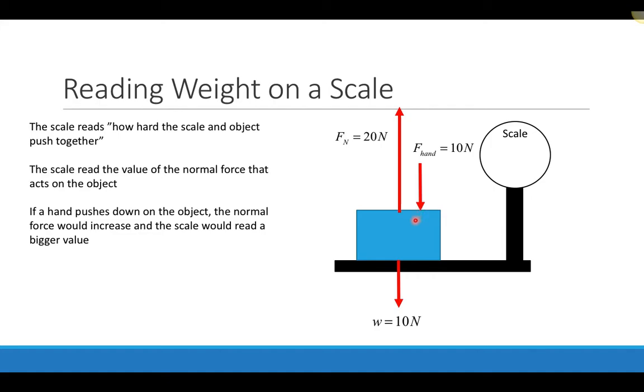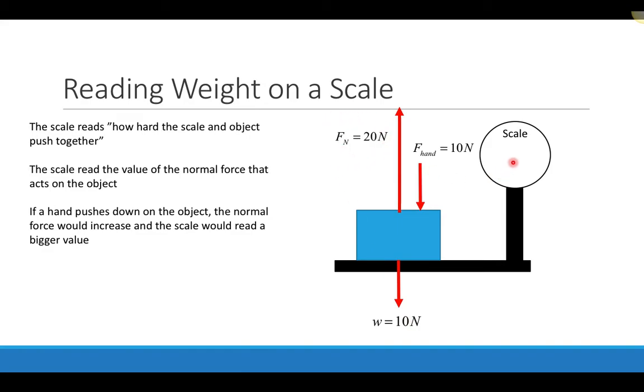Well, in this case, there's going to be a greater contact force because not only is the block's weight pulling it down, but now the hand is also pushing down. So you've got two downward forces, 10 newtons and 10 newtons. And if this system is in equilibrium so that the sum of the forces has to be 0, then there has to be an upward force to cancel out the two downward forces, and that normal force is now 20.